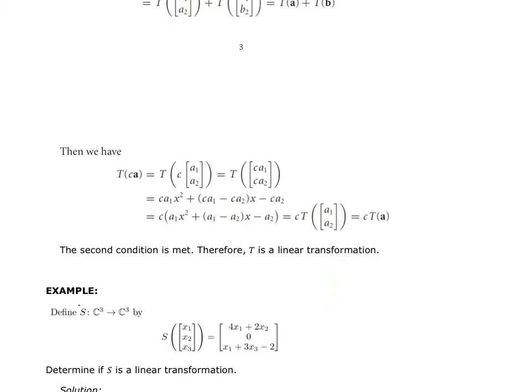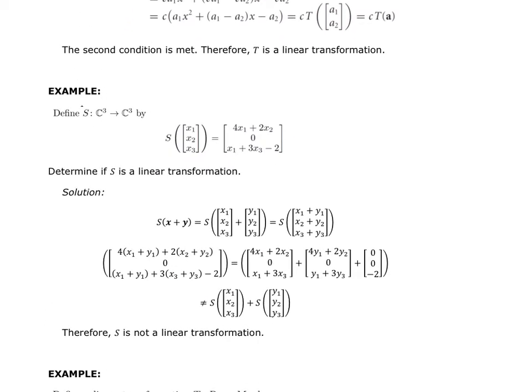Now let's take a look at another example and determine if this is a linear transformation. So here's my transformation. I'm going to go with complex numbers with 3 entries into complex numbers with 3 entries, and this is how I'm going to define it. So let's see if it holds for addition. I'm going to choose 2 vectors, x and y, where I have x sub 1 to x sub 3 and y sub 1 to y sub 3. And I get the usual addition of vectors, entry by entry.